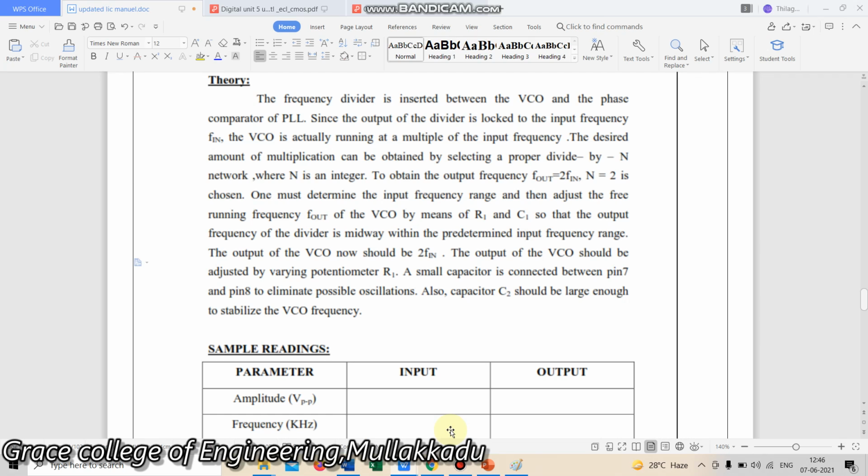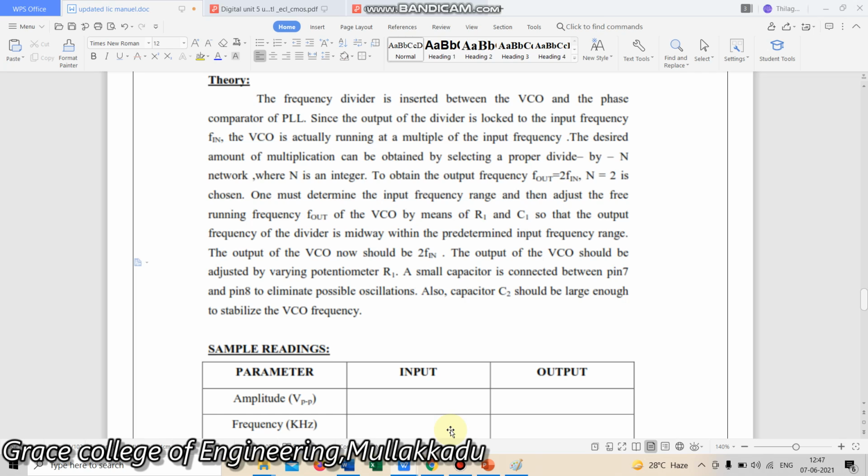In the PLL, the frequency divider is inserted between the VCO and the phase detector. The output of the divider is locked to the input frequency, and the VCO is actually running at a multiple of the input frequency. The amount of multiplication can be selected by a proper divide by N network to obtain the output frequency at which the PLL gets locked. F out is equal to 2 F in, where N is taken as 2.